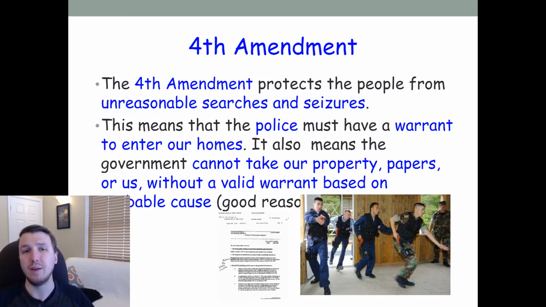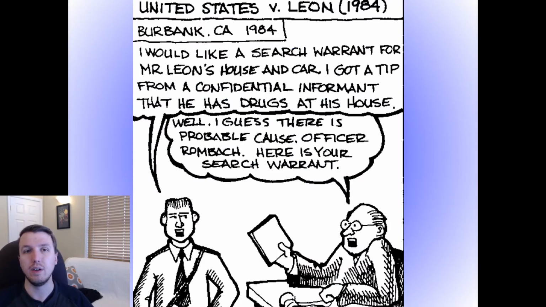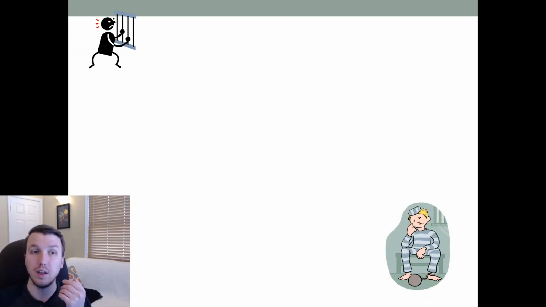This one is obviously used in court quite often now. This is a good little example of what the Fourth Amendment protects you from. The officer is here saying that he has an informant that has drugs at this person's house. The judge is saying, okay, that's probable cause. Here's your search warrant to go to that house and collect what you believe is being done illegally.